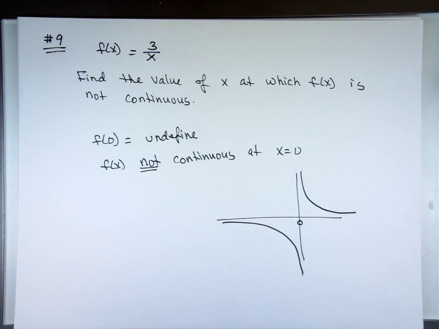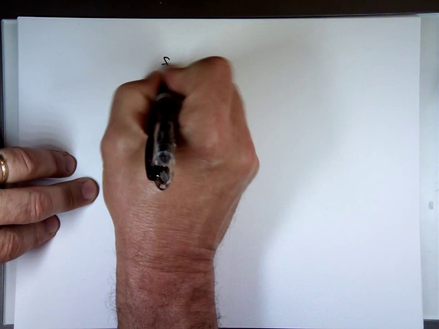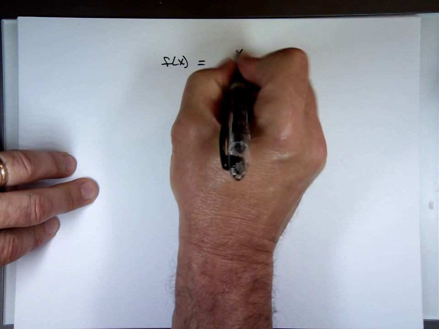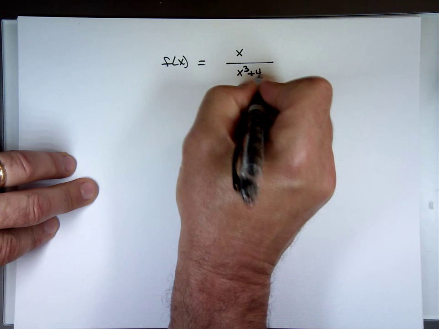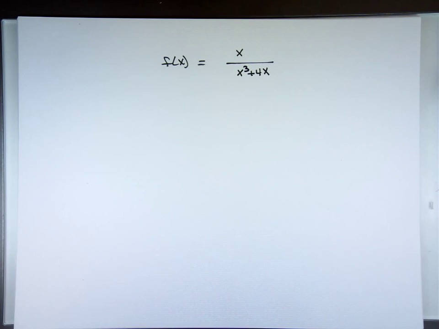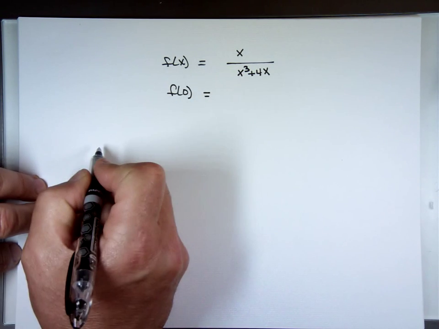The question, can you remove this discontinuity? What does that mean, can you remove it? Is there a way you can simplify? If you simplify that, I'll show you what removable discontinuity is. I'll make one of my own. Let's say I gave you this. What's the value of this function when x is 0? What's f of 0? Undefined.